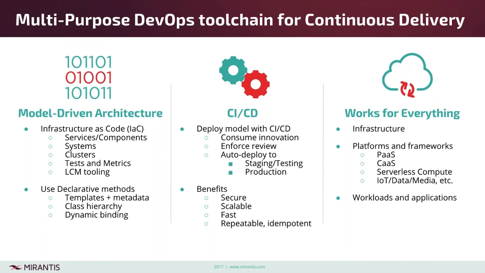We use declarative methods and templating with class hierarchies and dynamic binding to make this metadata model, that is the definition of state for your cloud infrastructure, meaningful and intuitive. Next, we're actually using CI/CD methodologies with Jenkins and Groovy script pipelines for consuming that, right? So it's great that we're publishing new things. How do you actually deploy it?